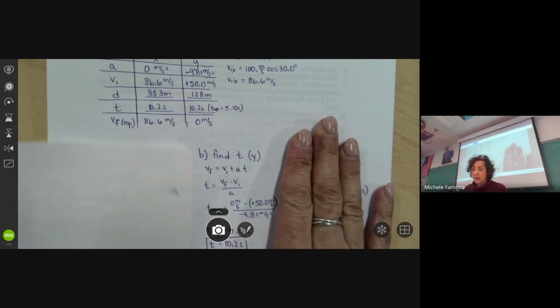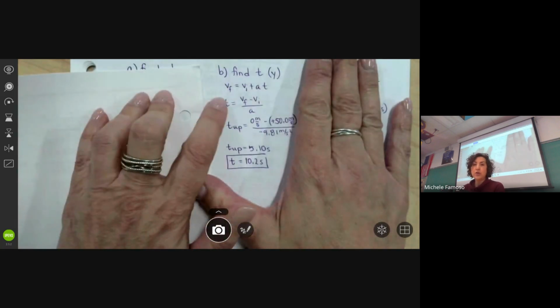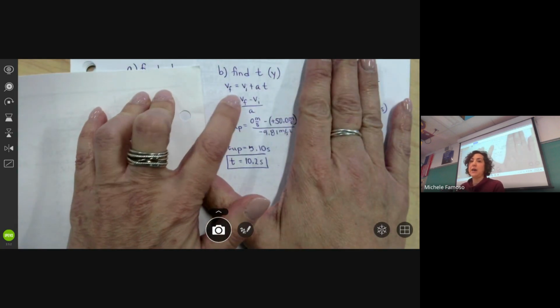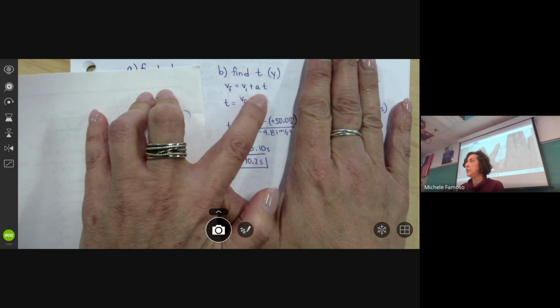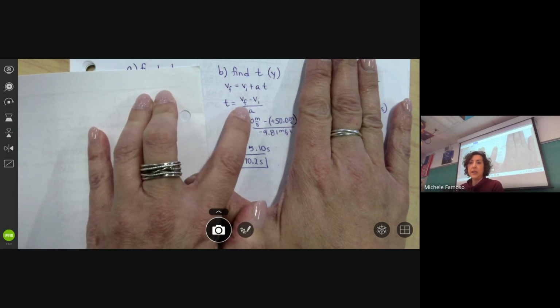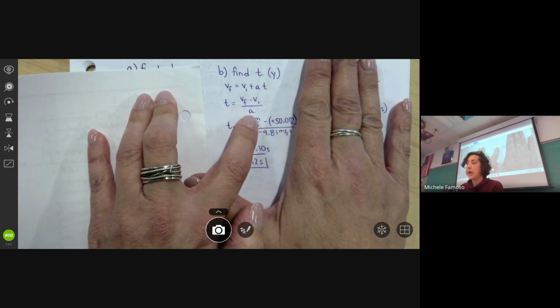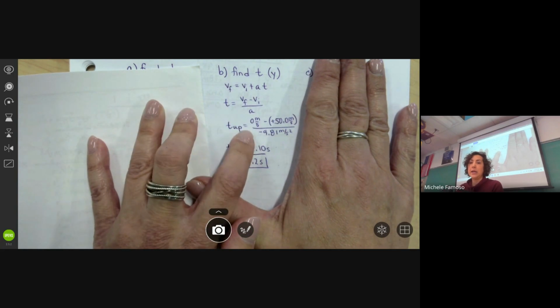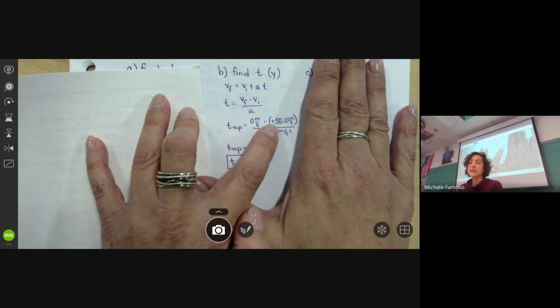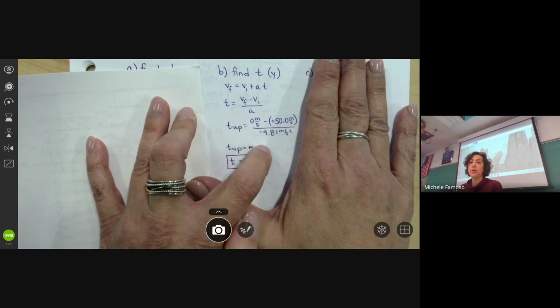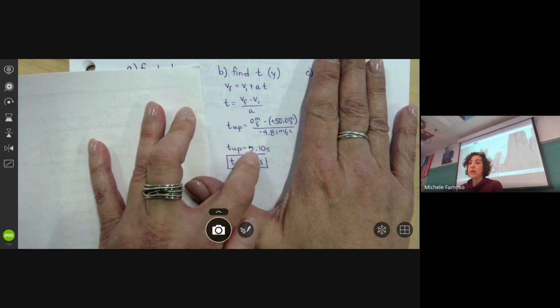So to do this in the y direction, we should have chosen the equation VF is VI plus AT. So T is VF minus VI over A. You're now going to plug in. The time to get up to the top is that 0 meter per second velocity minus the positive 50.0 meter per second velocity over negative 9.81 meter per second squared. So your time up was 5.10 seconds.